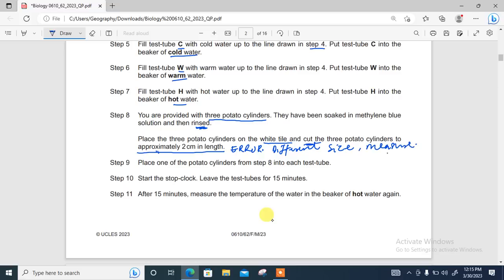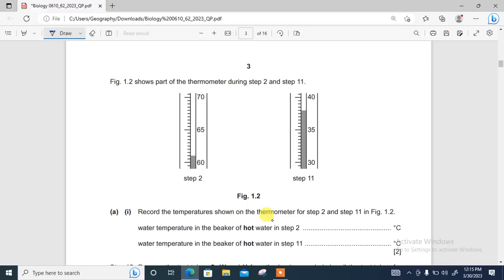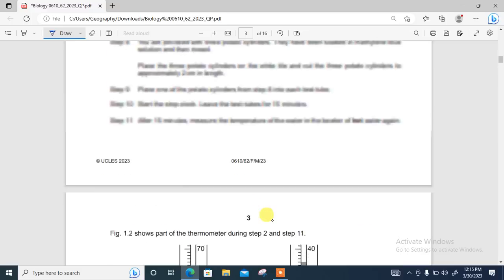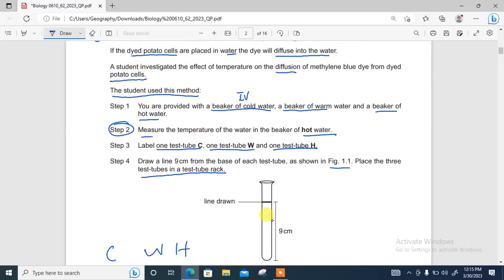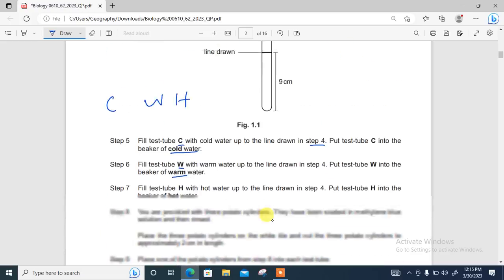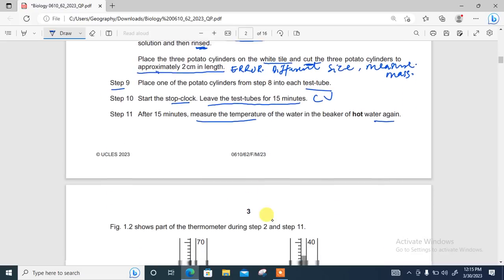Okay, now step 9, they said place one of the potato cylinders from step 8 into each test tube. Then start a stop clock and leave it for 15 minutes. So that is a control variable. Now after 15 minutes, measure the temperature of the water in the beaker of hot water again. Figure 1.2 shows part of the thermometer during step 2 and step 11. In step 2, we measure the temperature of the water in the beaker, while in step 11, we measure the temperature again in the hot water.